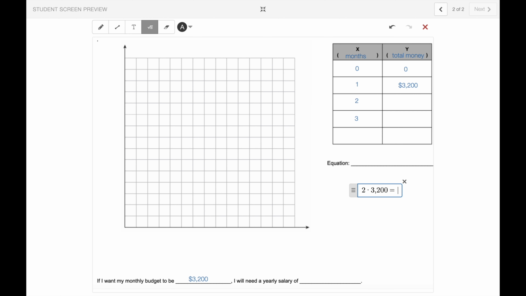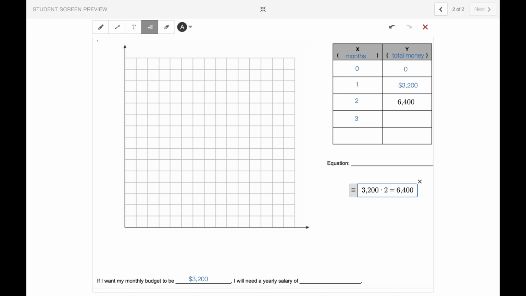So when I press equal, I know that that is going to be 6,400. And maybe in your head, it might make a little more sense to see 3,200 times 2 is the same thing, right? Either way, we're having 3,200 times 2 times. So now I know my total money for 2 months is 6,400. And now we can move on to 3 months.